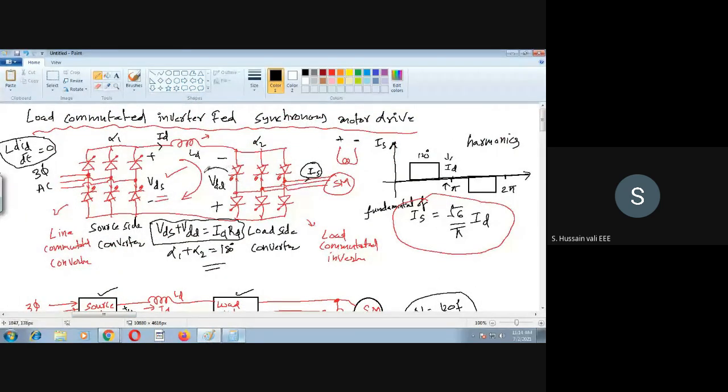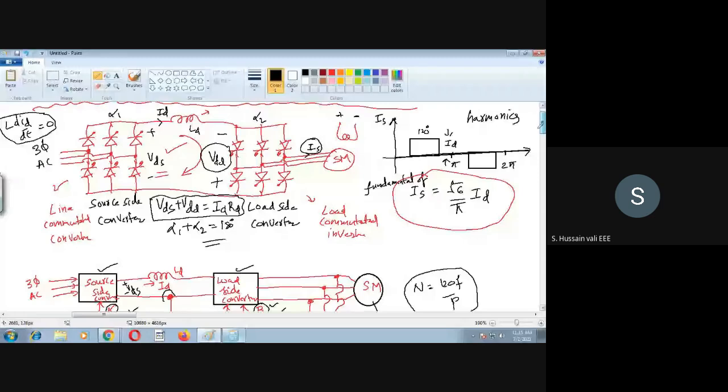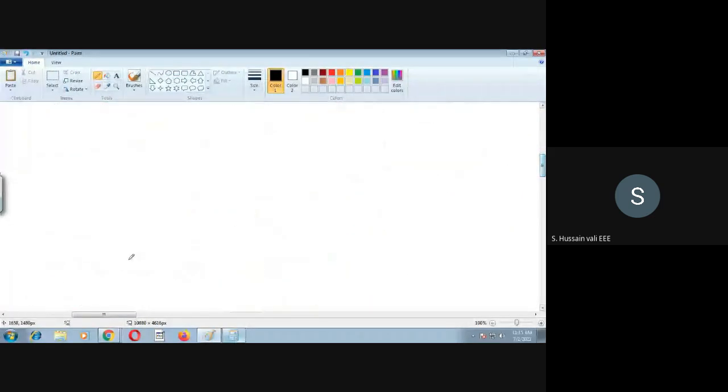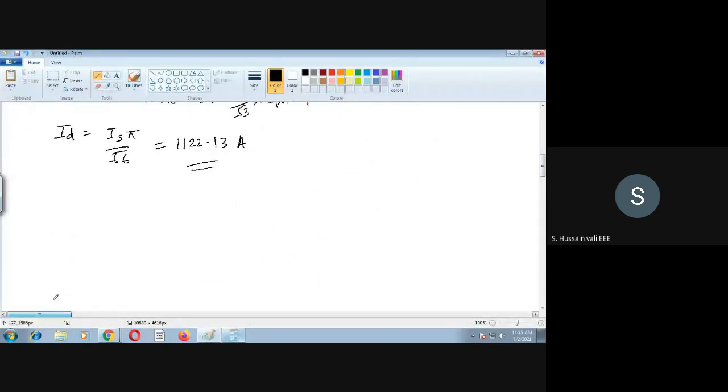It is also a controlled rectifier. Please see this now. As it is a controlled rectifier, it is the load commutated inverter. So this VDL we have to find out. This is also a full converter. So what is the formula for the full converter? We will use the same formula which we used for the first converter, because both are full converters, but maybe the firing angle is different. So I will write one more equation here for VDL.